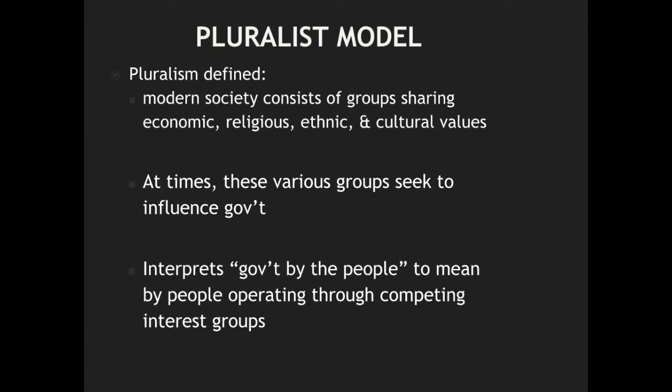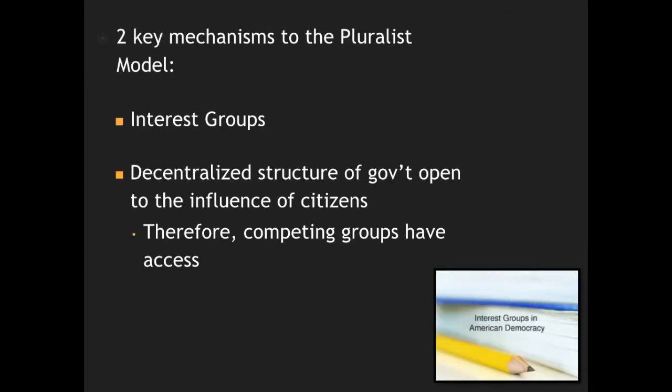And so we interpret this by the government, by the people, to mean people operating through competing interest groups. This idea that interest groups are able to speak for the people better than one individual person themselves. If you only have one vote, then you can only influence the government by that one vote. But if you join an interest group, if you join a union, if you join any trade organizations, your dues can go towards the lobbying or the influencing of representatives, and your voice can be heard in a much stronger capacity through that interest group, as opposed to just your one vote.